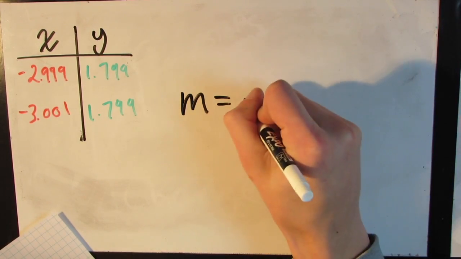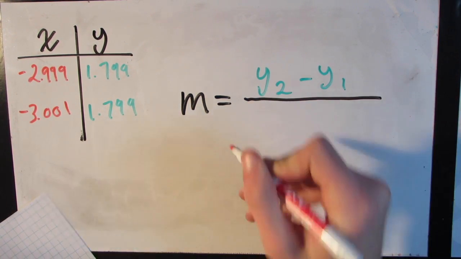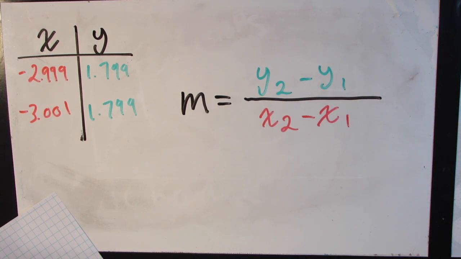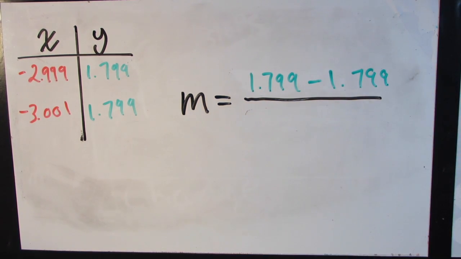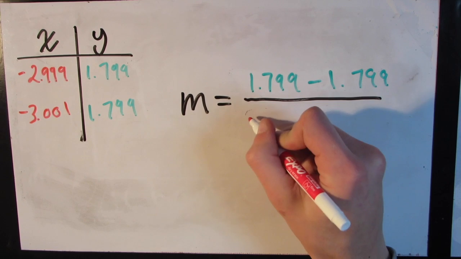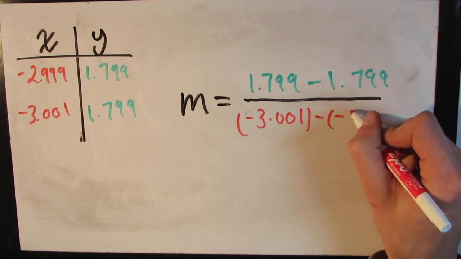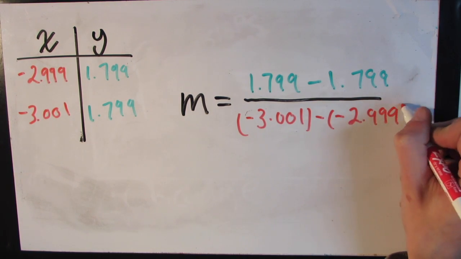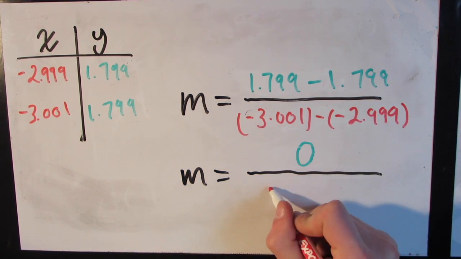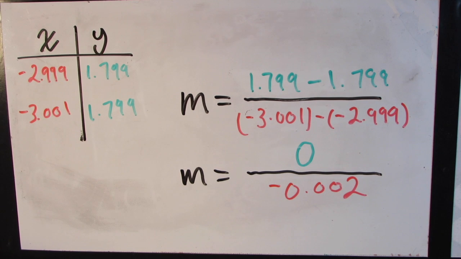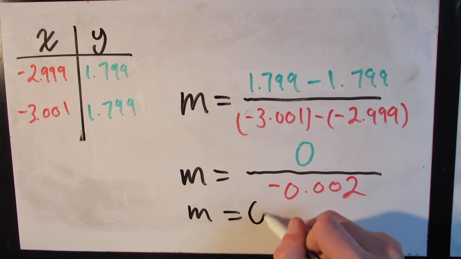The base equation to find the slope of our IROC is m equals y2 minus y1 over x2 minus x1. Now we're going to plug in our values for x and y, so it's going to look like 1.799 minus 1.799 all over, in brackets, negative 3.001 minus, in brackets, negative 2.999. After putting this in my calculator, I found that it equaled 0 over negative 0.002. And as we know, 0 divided by anything gives us a value of 0.